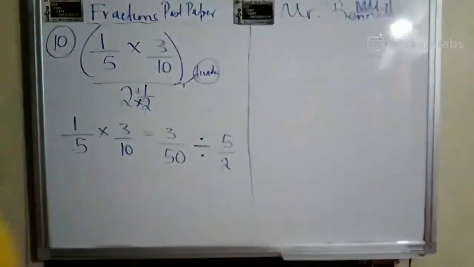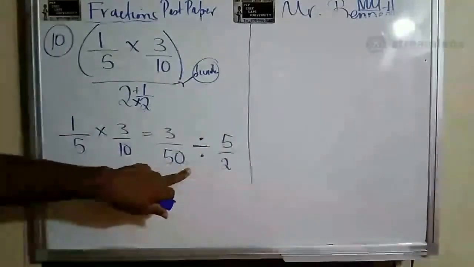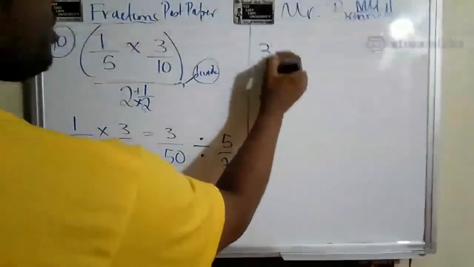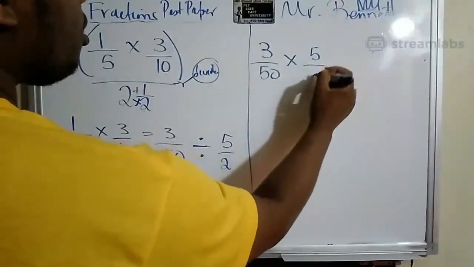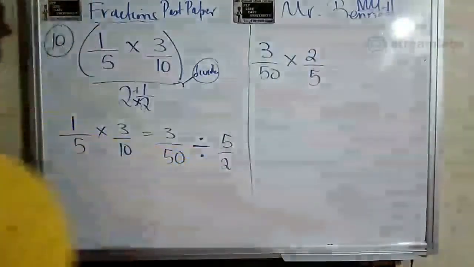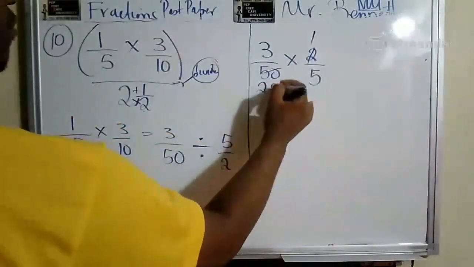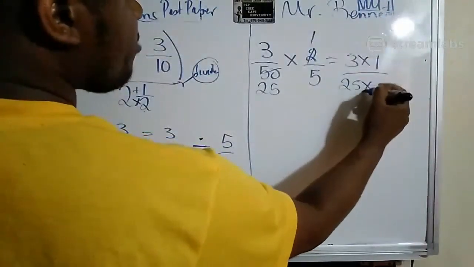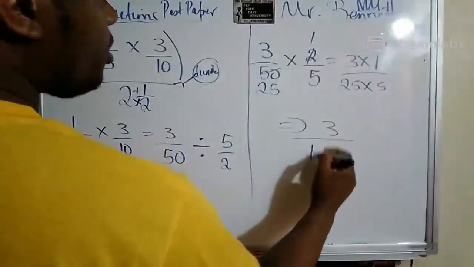Remember, when we are dividing, the rule says we must change division to multiplication, and we flip, or we reciprocate, or we invert. So many terms for it. 3 over 50 times 2 over 5 rather. Alright, so now 3 times 1 and 25 times 5. So that gives us 3 over 125.